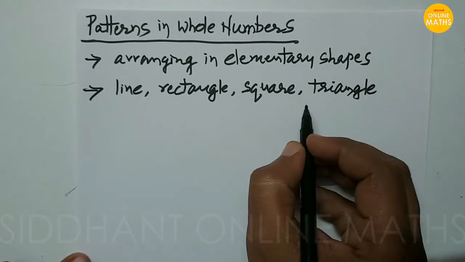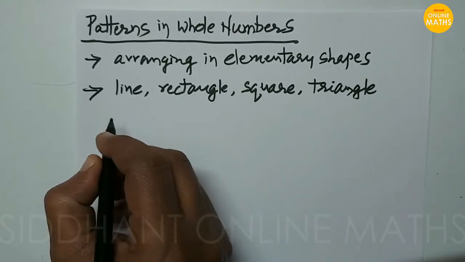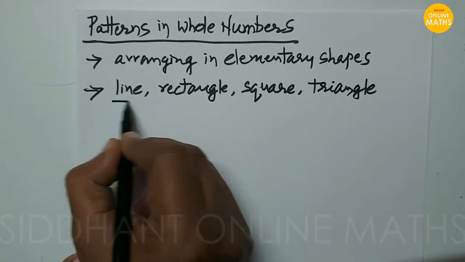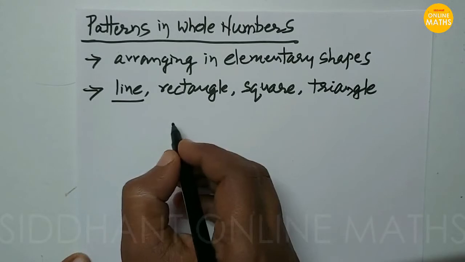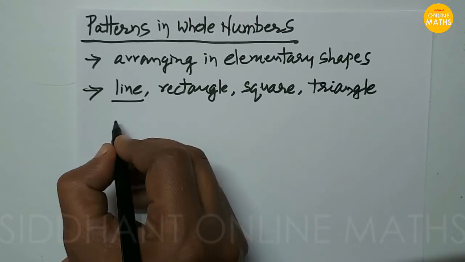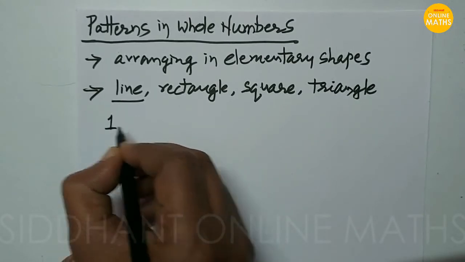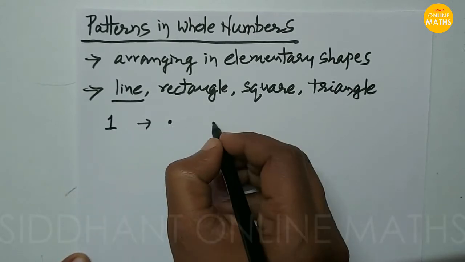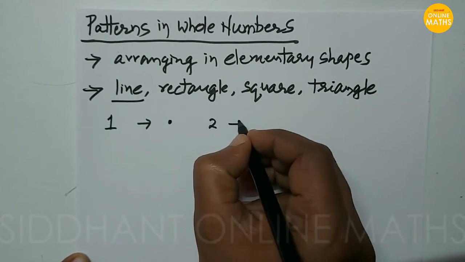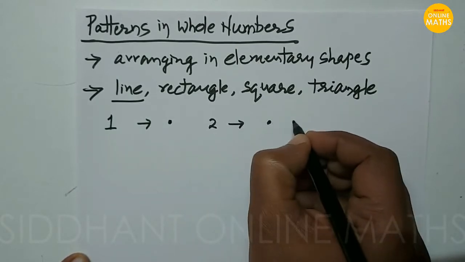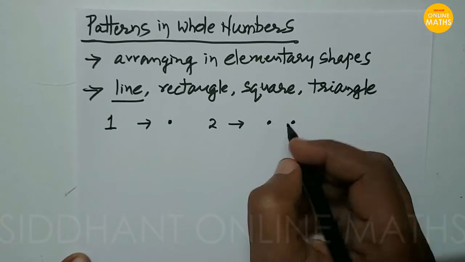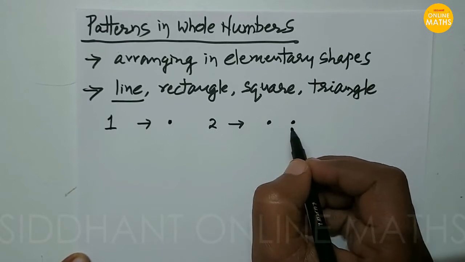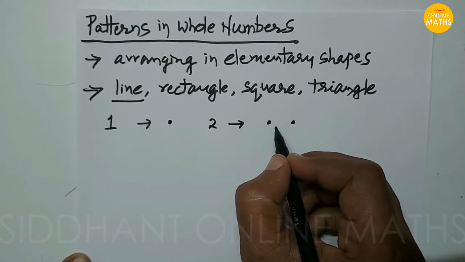So let's begin with the numbers here. First we are going to see the first shape, that is a line. Let's take a number. Suppose we take number 1, then we are going to see only one dot. If you take number 2, then we are going to form two dots. So with these two dots, we can form a shape like a line.